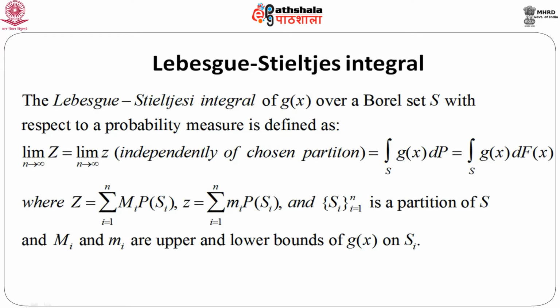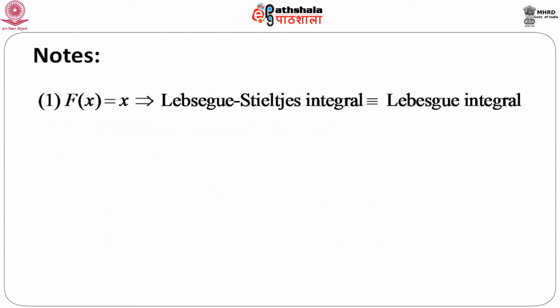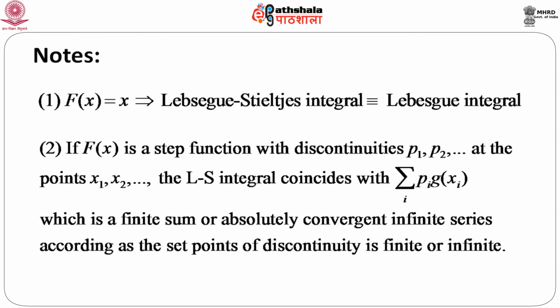Some few notes. The Riemann-Stieltjes integral, denoted by RS integral, exists if Gx is continuous on AB. The Riemann-Stieltjes integral exists even when Gx is bounded within AB and has at most a finite number of discontinuity points, provided that capital Fx is continuous at every such discontinuity point with respect to Gx.